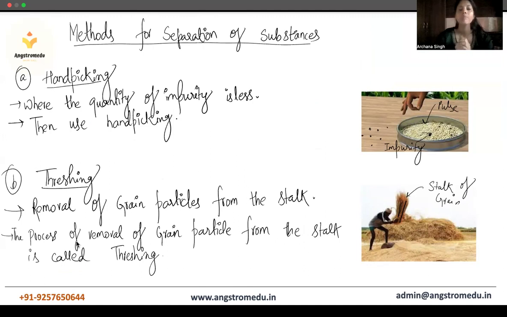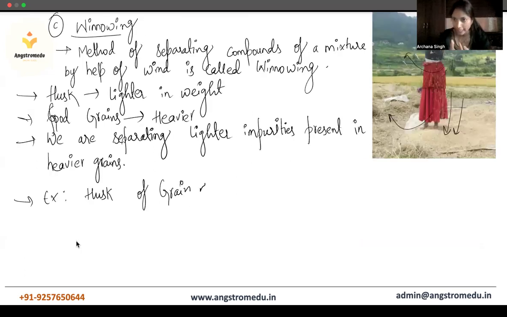Let's revise it. First one is hand picking, where you are just using your hand to remove the impurities. Fine. Then you have threshing. For threshing, you are having a stalk of grain which you are hitting very hard on the surface, so that the grain particles are collected, and you are left with the stalk. Now the grain particles which you collected still have the outer covering, which is very light in weight, and that needs to be separated.